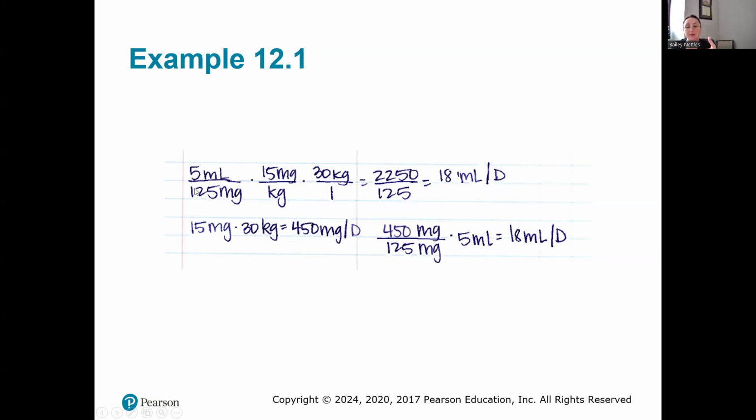Okay. Now, if I was doing the desired over have, I have to figure out what is the desired amount of milligrams per day. Okay. So for every kilogram, they get 15 milligrams. So I need to multiply. 15 times 30 is 450. 450 is now my desired milligrams per day. I have 125 milligrams per 5 mil clarithromycin. So I put my 450 on top, my 125 on bottom, multiply it by 5, and then it gets 18. This is per day. I know it said divided into 2 equal doses, but it wanted per day.